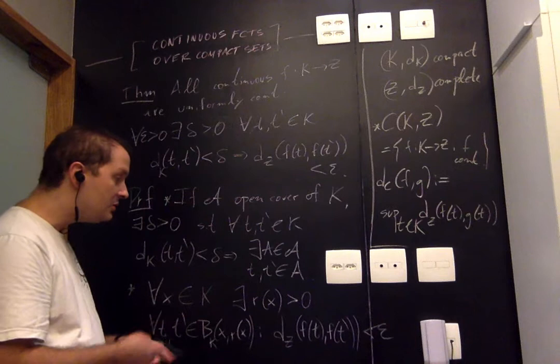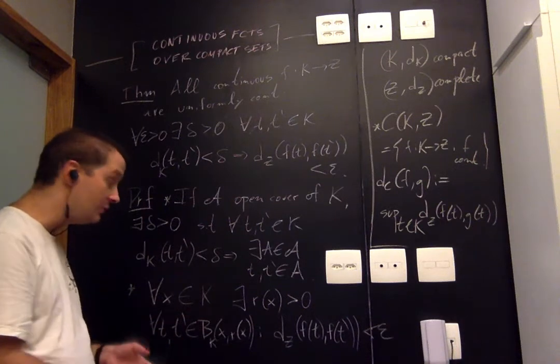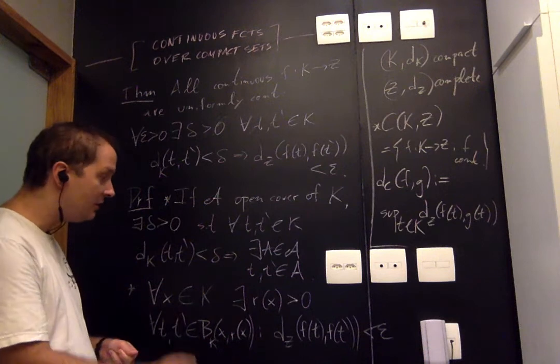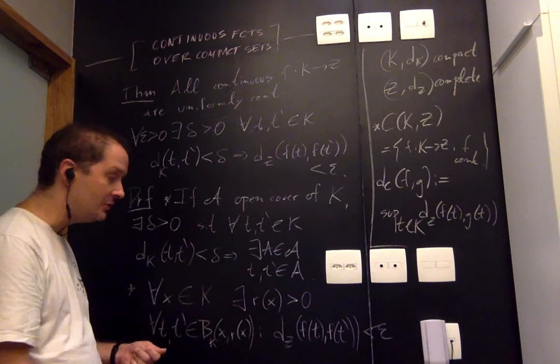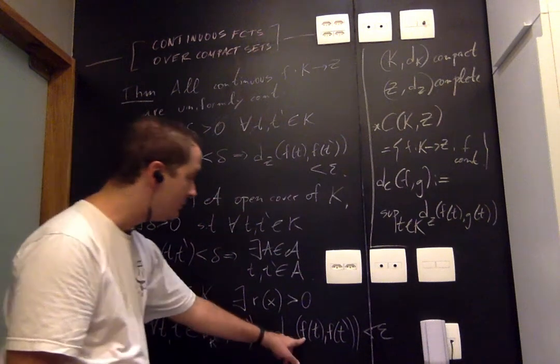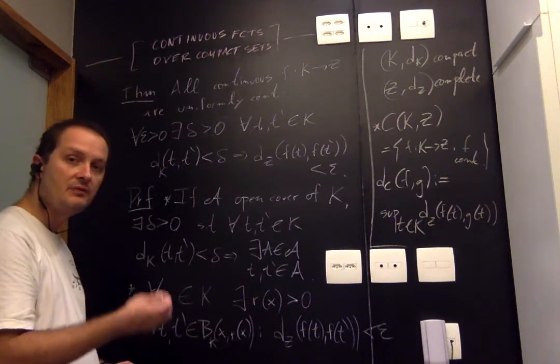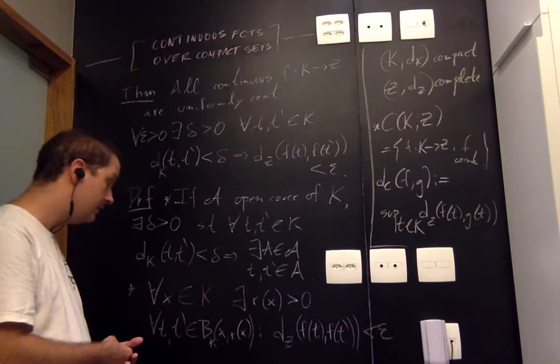Now, if the distance between f of t and f of x is less than epsilon over 2, then if I give you two points in the ball, the distance between f of t and f of t prime has to be less than epsilon, just by the triangle inequality, right? This is at most the distance of f of t to f of x, plus the distance of f of x to f of t prime.